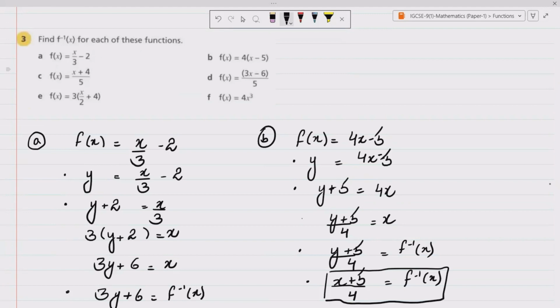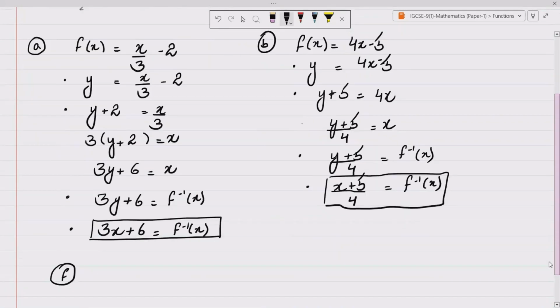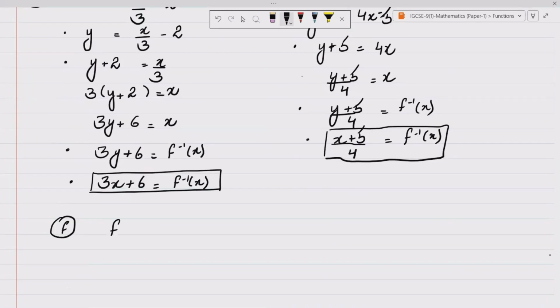Part E is also very easy. Try it out by yourself. Let's do part F. Part F is f of x equals 4 multiplied by x to the power 3. So again, replace f of x with y. So it becomes 4x to the power 3.